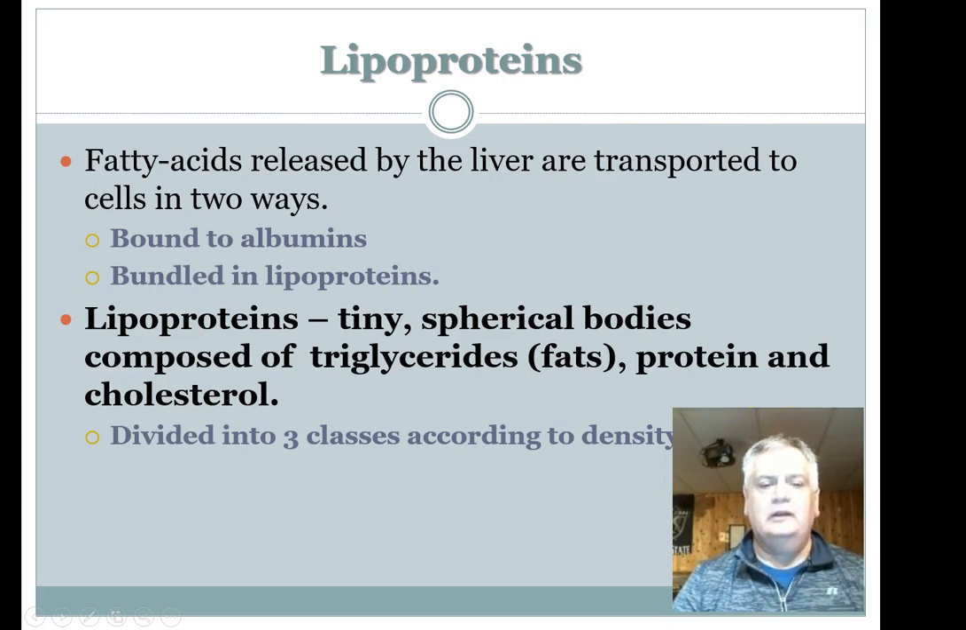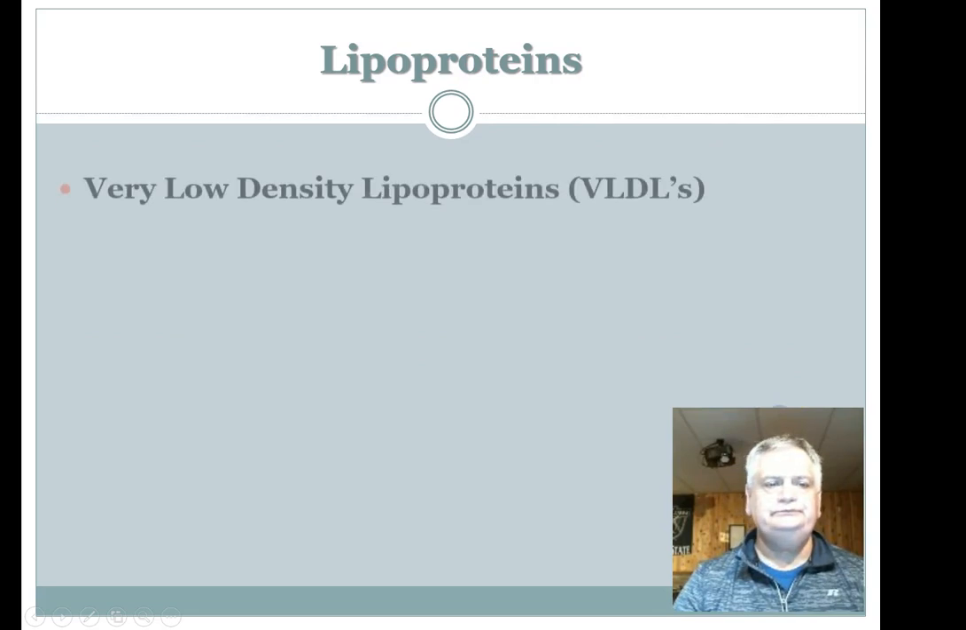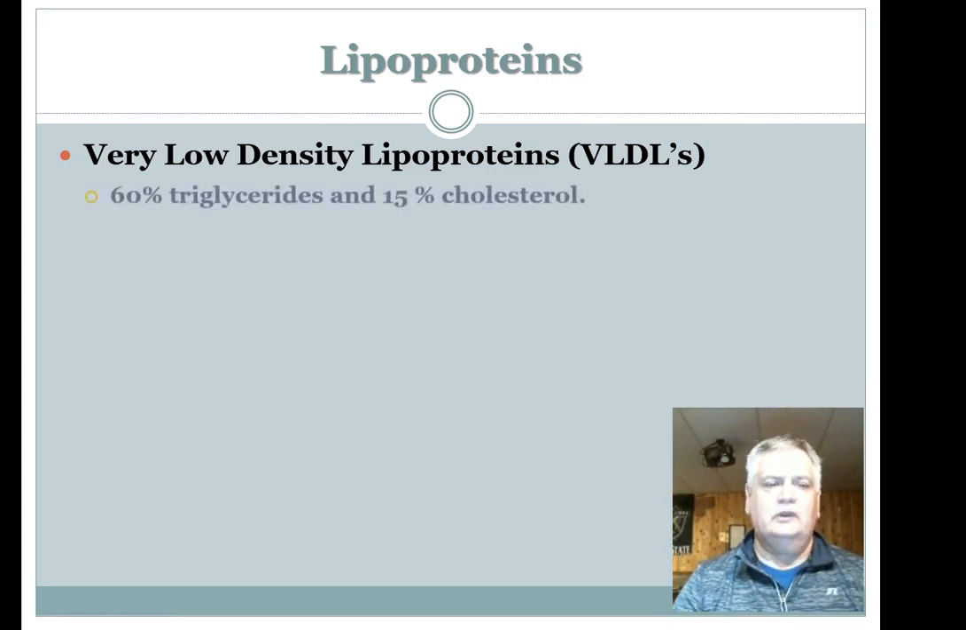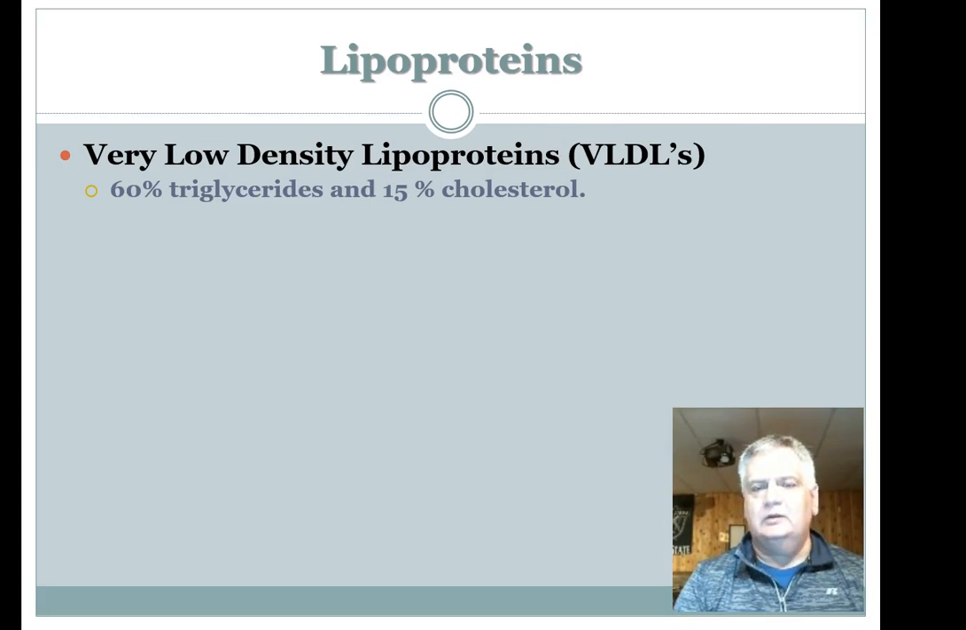Lipoproteins, by the way, are divided into 3 classes according to their density. The first class are what we call very low density lipoproteins. These lipoproteins are about 60% fat and about 15% cholesterol.